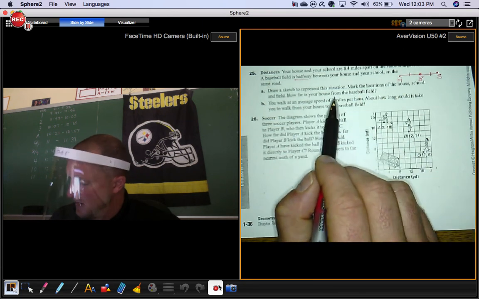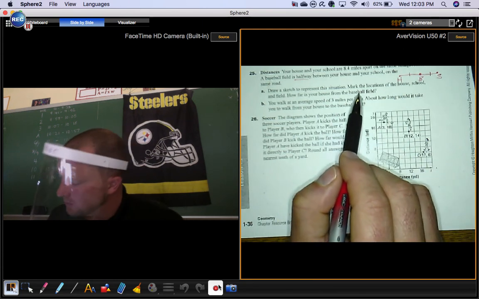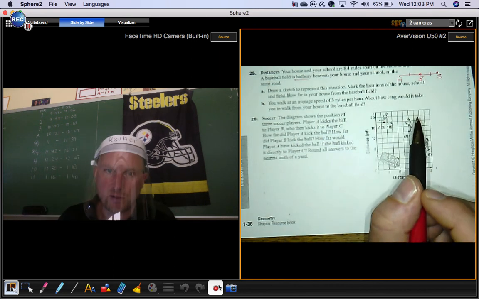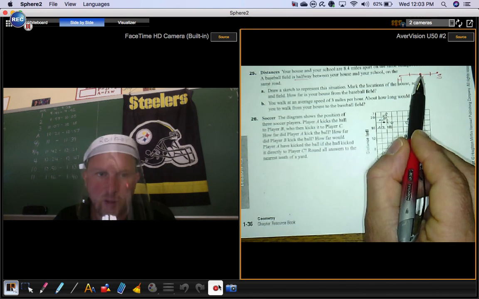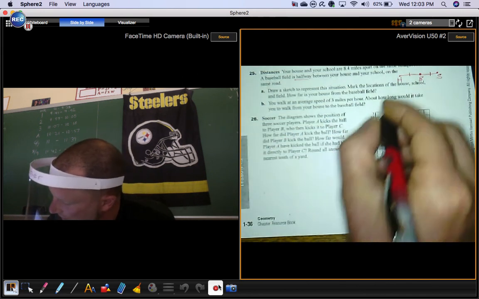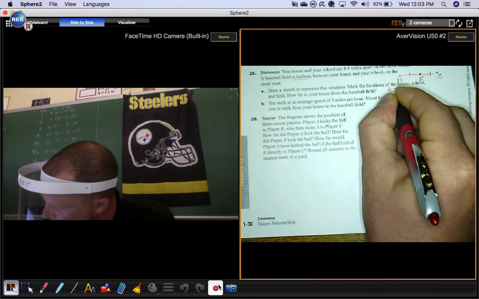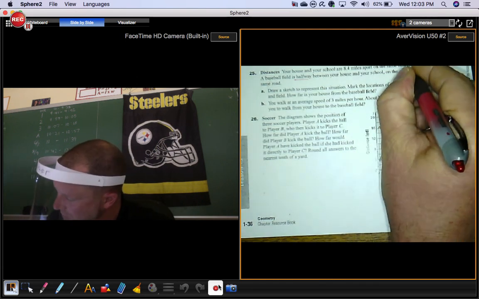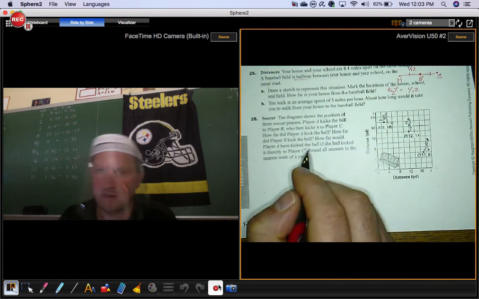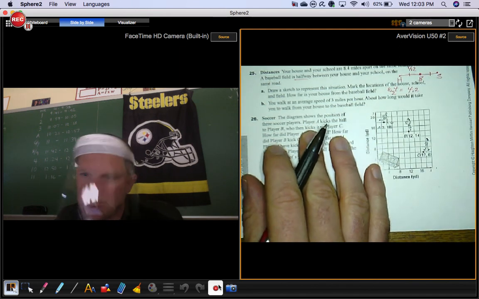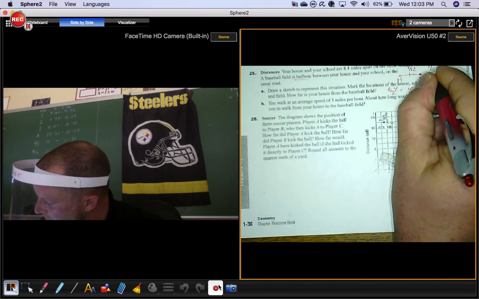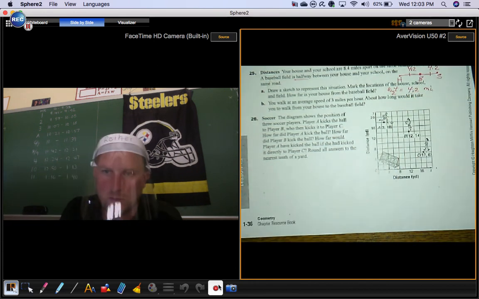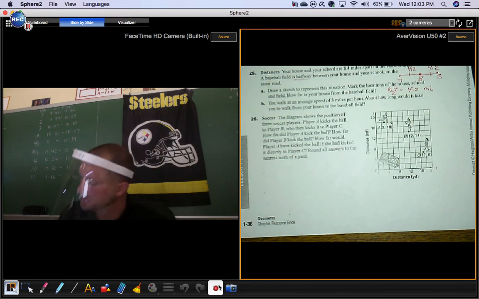How far is your house from the baseball field? Well, house to the school was 8.4 miles. And if that's halfway, if we take half of 8.4, it'll give us 4.2. That's how far the house is from the baseball field, and it's also how far the baseball field is from the school. And this is in miles. Units are important.